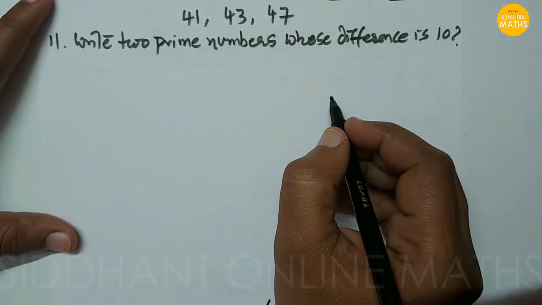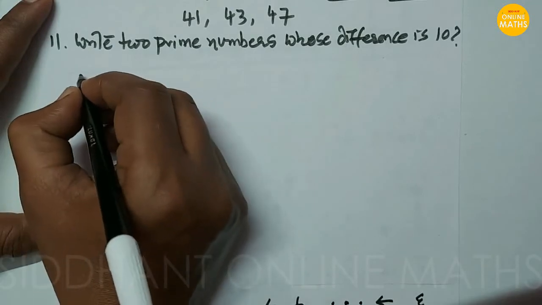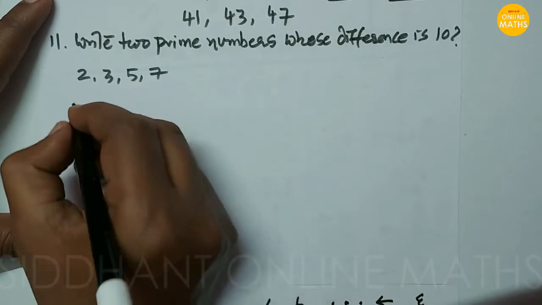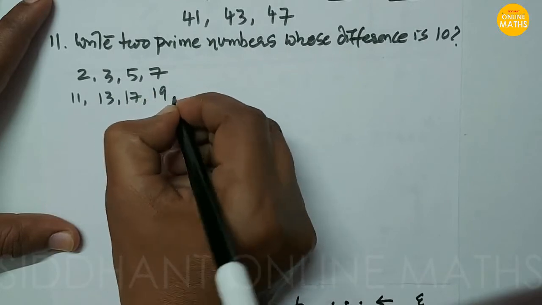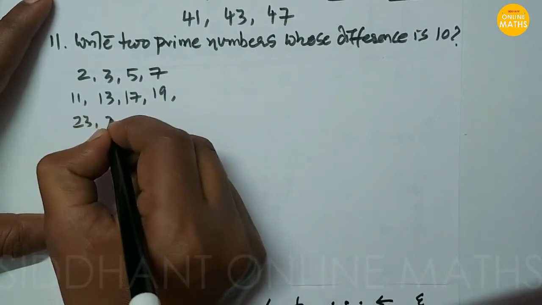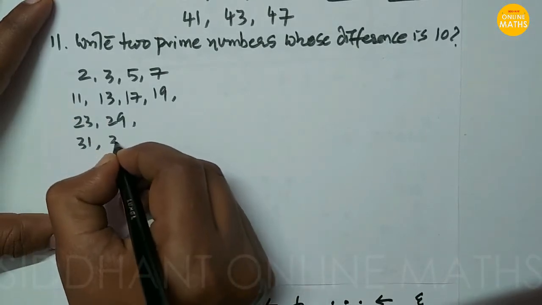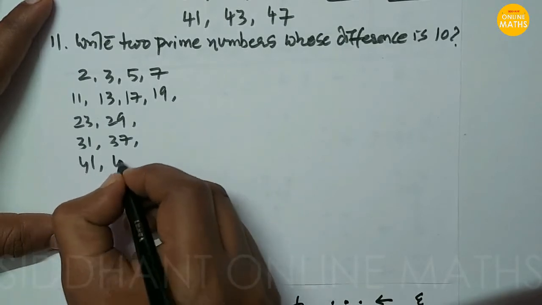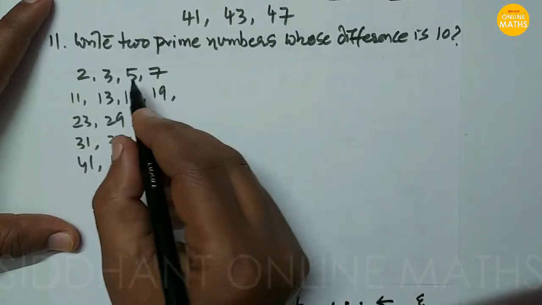The 11th question: write two prime numbers whose difference is 10. So let's write a few prime numbers, like we know 2, 3, 5, 7, 11, 13, 17, 19, 23, 29, next 31, 37. In this way, when you write up to 50, these are the prime numbers.